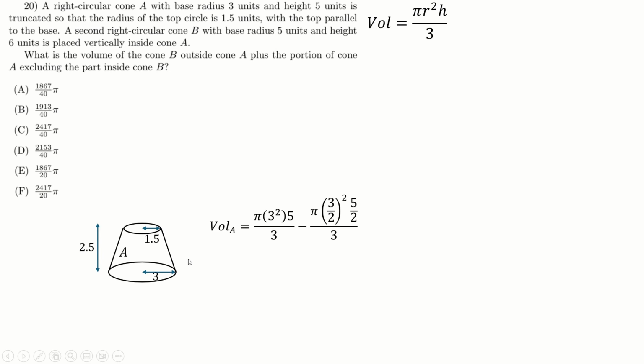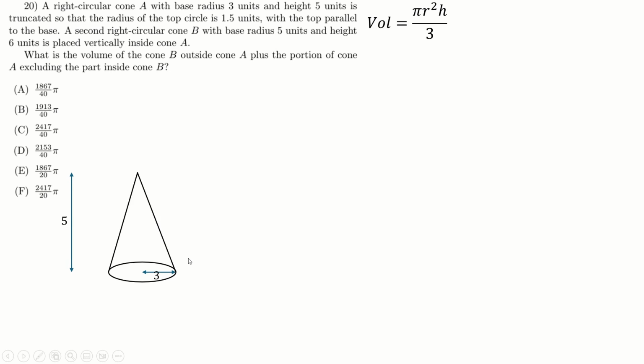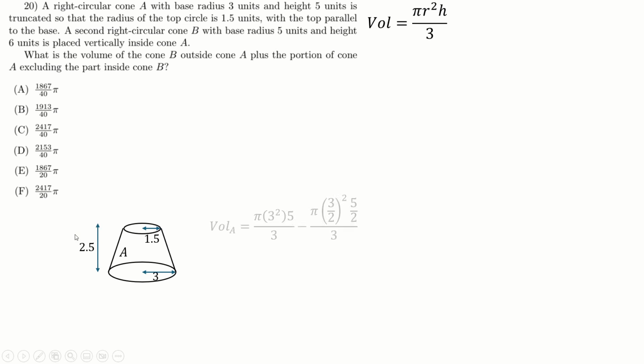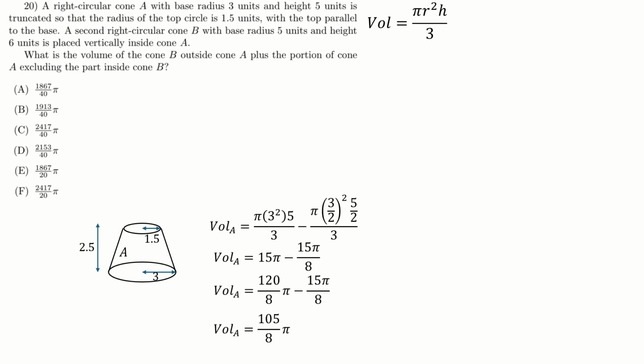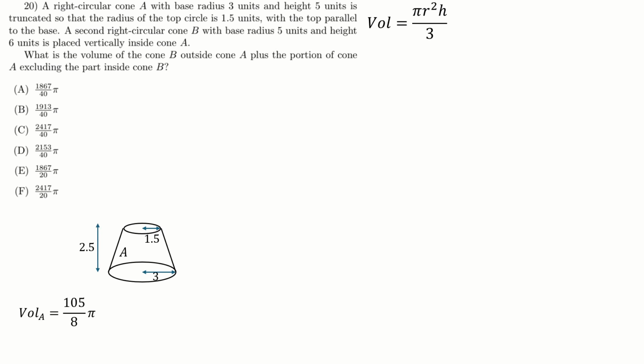So the original volume is, of course, a third times pi times 3 squared times 5. And then the cone we removed, which is this bit, is a third times pi times 3 over 2 squared, the new radius, times that height that's missing, which is, again, 5 over 2, because it's the same as 2.5 up here. So you do some maths, you work out that this is this, and that's the volume of the frustum A, so we'll leave that there.